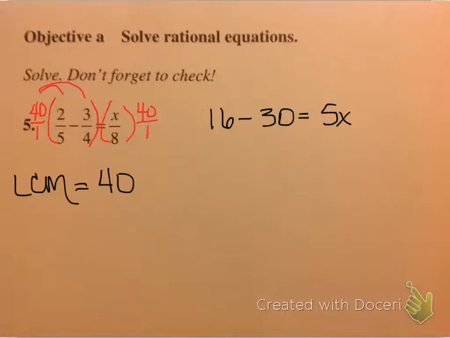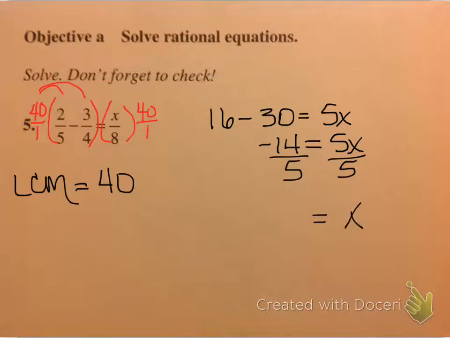Now I just have to do the math of 16 minus 30, which is a negative 14, and then divide both sides by 5. That leaves me negative 14/5 as my answer.